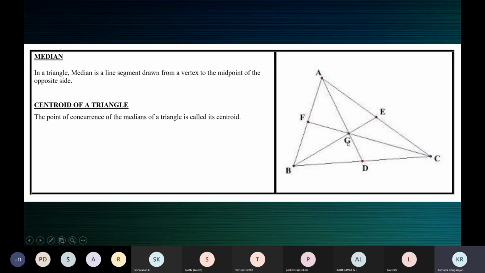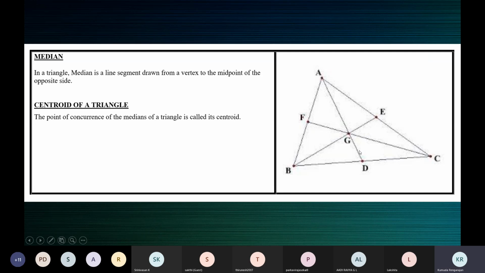Now you can see that the medians go through the same point. This is called the point of concurrence. A triangle can have three medians. The three medians in any triangle are always concurrent. They pass through the same point, and the point of concurrence is called the centroid.